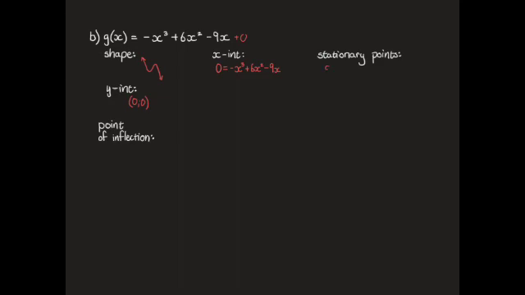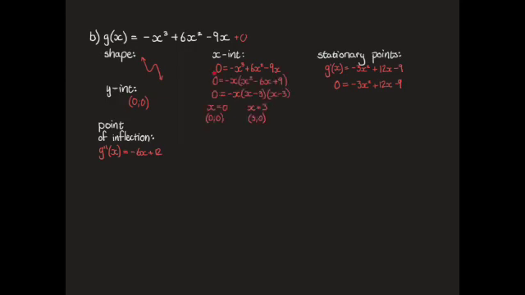The stationary points we're going to find by finding the first derivative first, which is negative 3x squared plus 12x minus 9, and then we'll make that equal to 0. And then lastly, the point of inflection is going to be the second derivative, and we'll make that equal to 0, but first let's write down what it is. It's going to be negative 6x plus 12. So why don't you give it a go, calculate all of those.